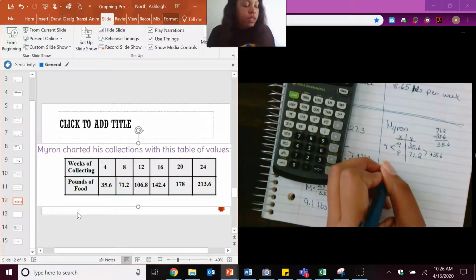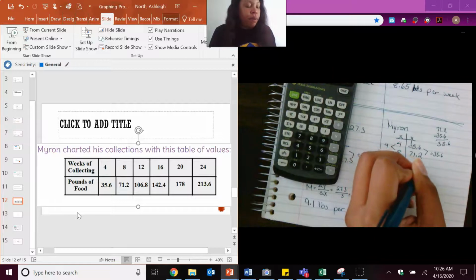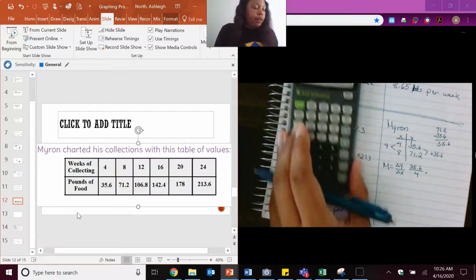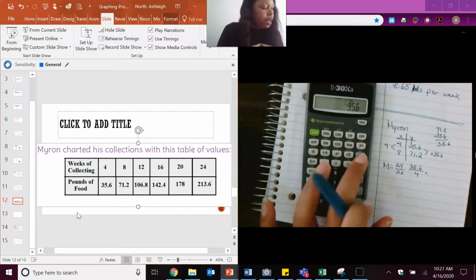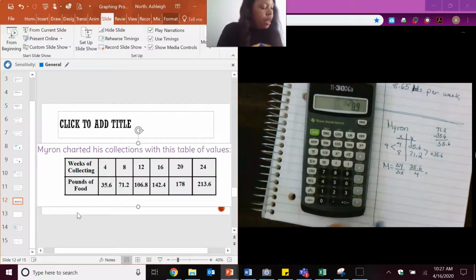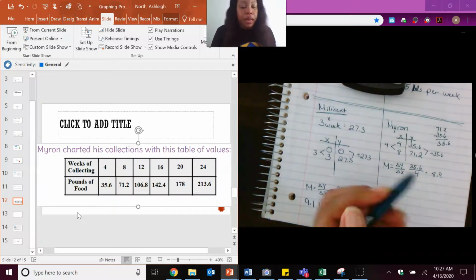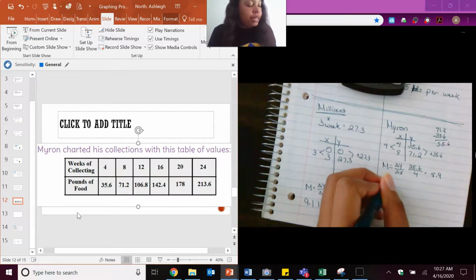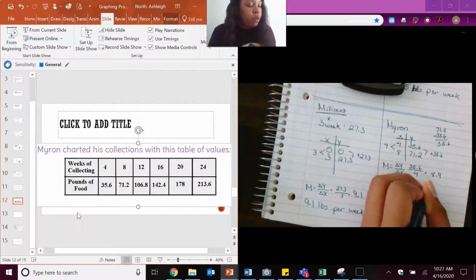So let's go ahead and go into our unit rate. The difference of Y over the difference of X. 35.6 divided by 4. My difference of Y divided by my difference of X. 35.6, can you answer your calculator? Divided by 4 gave me 8.9. So let's go ahead and make that back into our sentence so we're easy to translate and interpret what we have. So that means Myron collected 8.9 pounds per week.